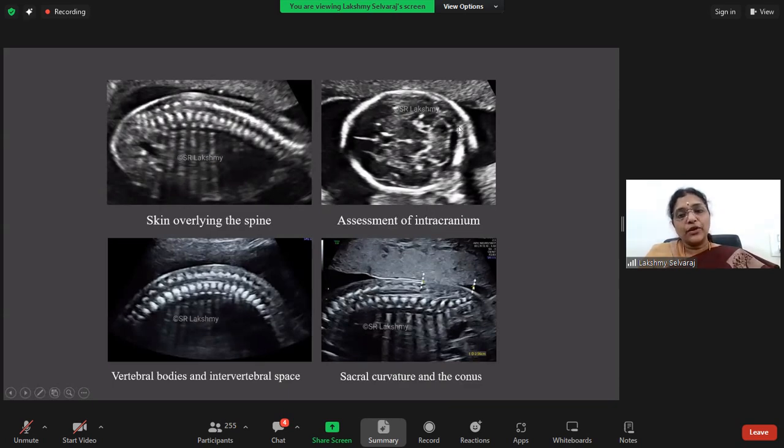And when you do the intracranial examination, your posterior fossa would be absolutely normal. You would be able to see the cisterna magna here, in contrast to the lemon sign and the banana sign that you see in an open neural tube defect.